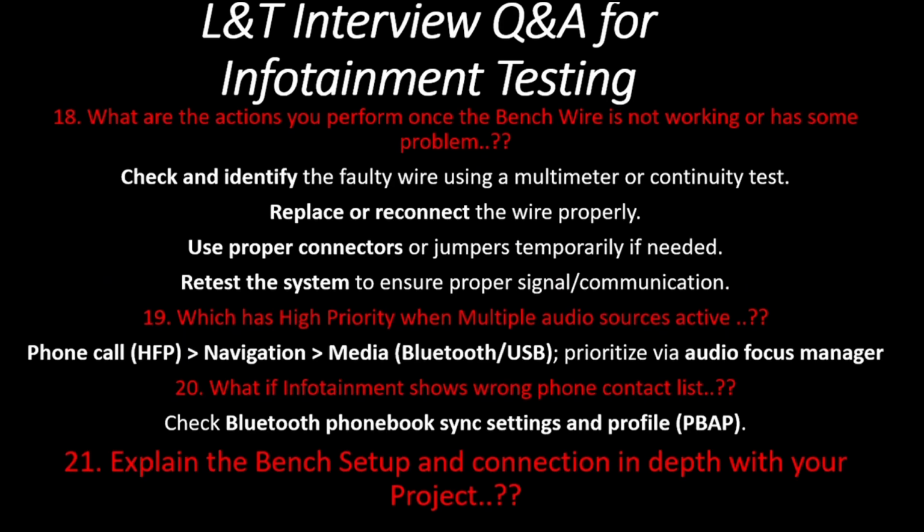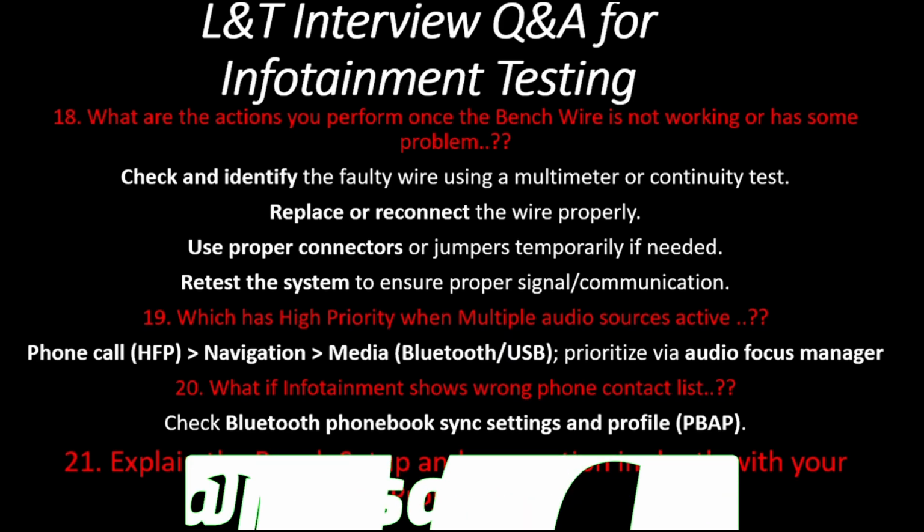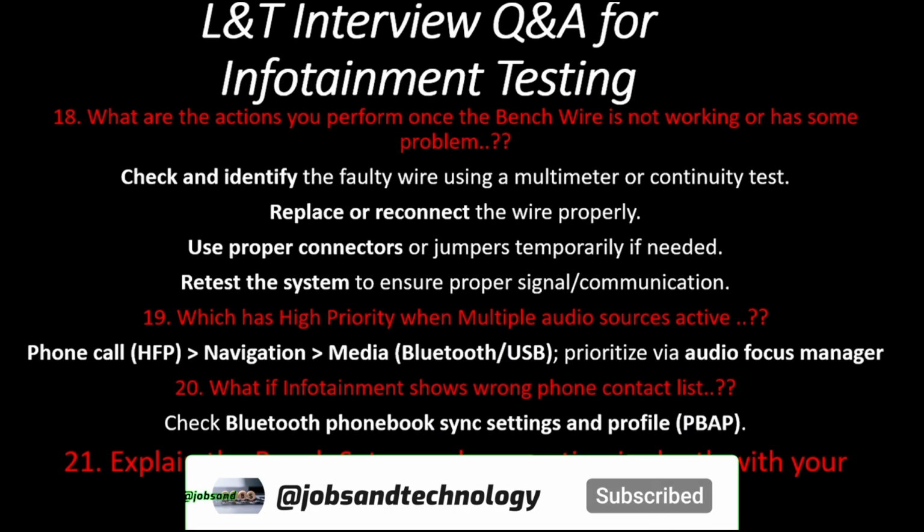What actions do we perform once the bench wire is not working or there is some problem in the wire? Check and identify the faulty wire using a multimeter or continuity test. Replace or reconnect the wire properly. Use proper connectors or jumpers temporarily if needed. Retest the system to ensure proper signal and communication.